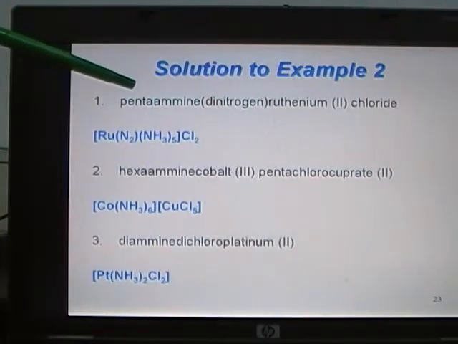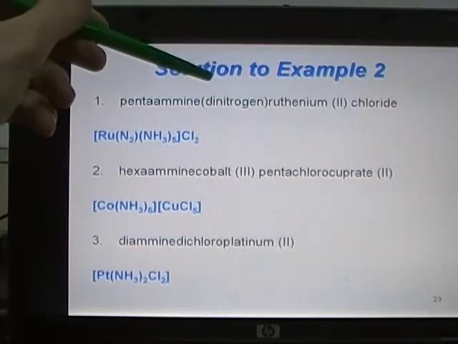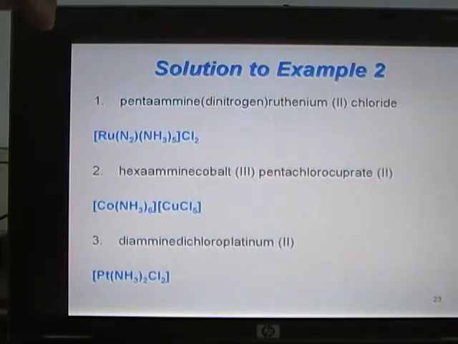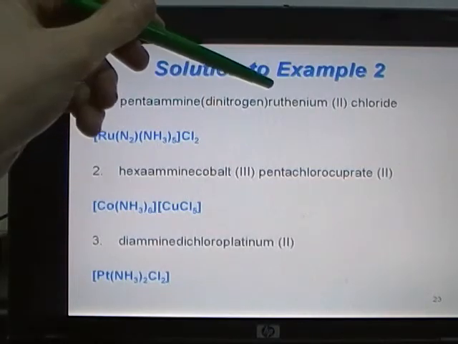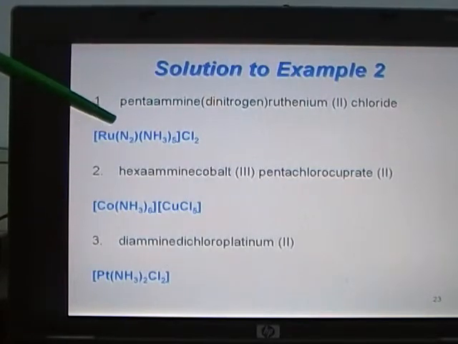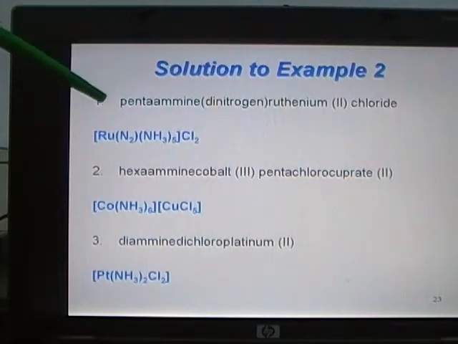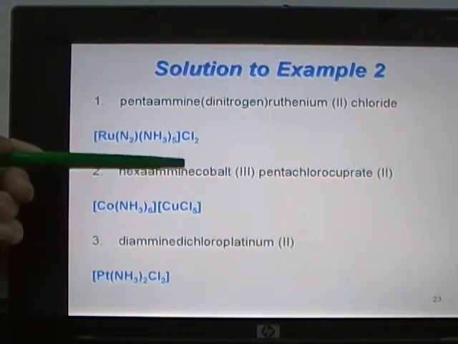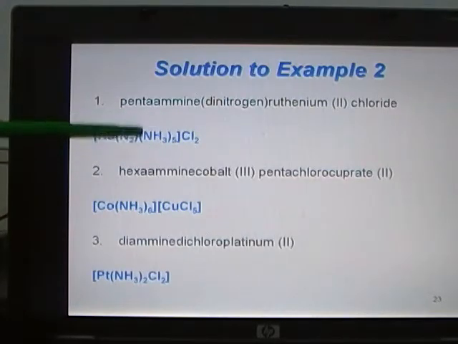For the first example, pentaamine, that means there's 5 NH3s. Dinitrogen, now this is a ligand, not two nitrogen atoms. So this is N2, ruthenium, Ru. Since amine and dinitrogen are neutral ligands, the cation has a charge of +2. That means 2 Cl- should act as the counter ions to this complex cation.